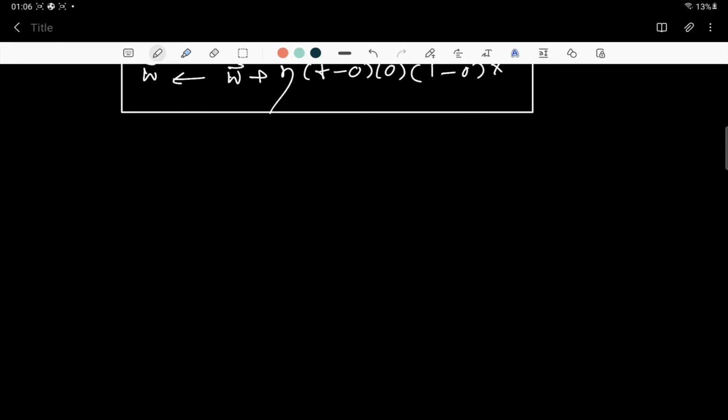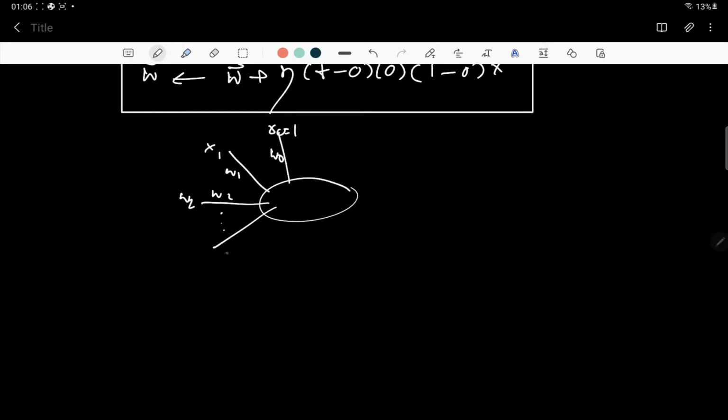This time I'll show you the next kind of node that you work with. Of course, we can start with the same thing. We have w0 and x0 is 1. We have x1 w1, x2 w2, and xn and wn here, right? And this one is the summation, right?